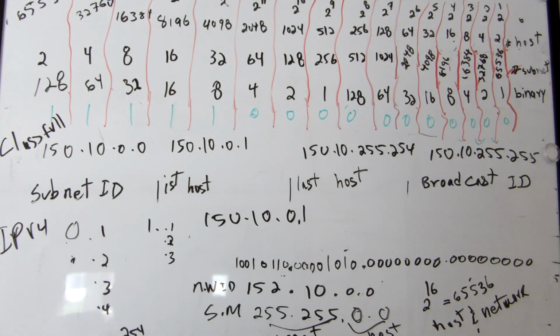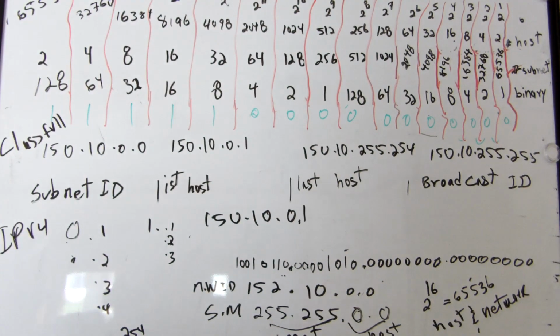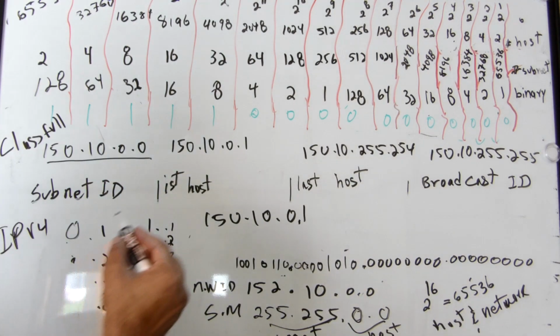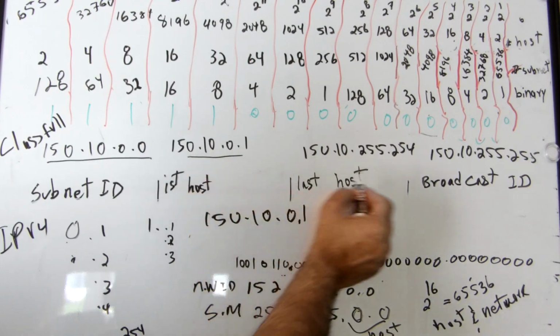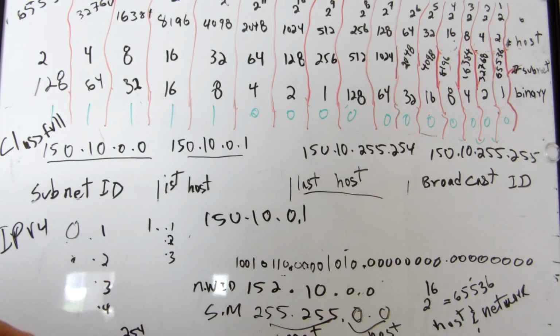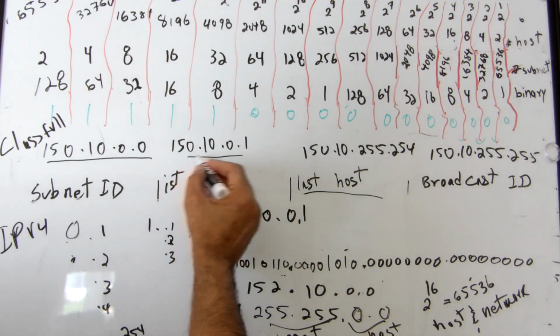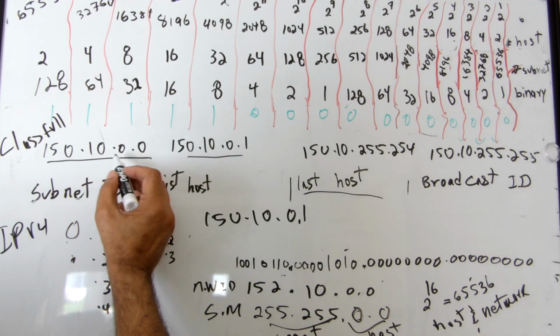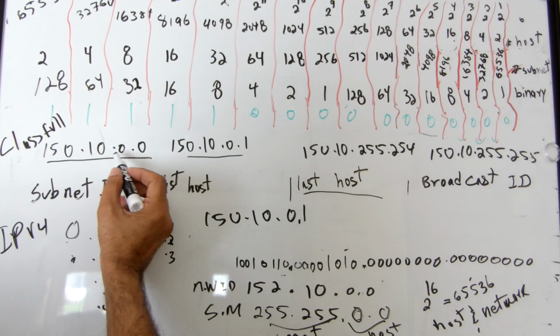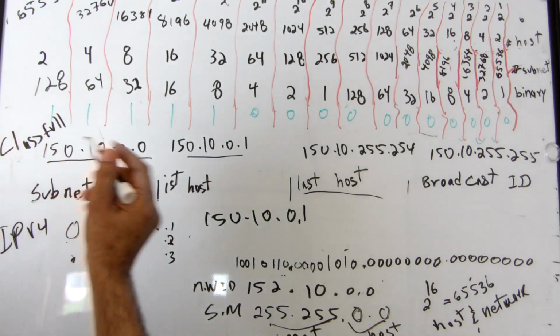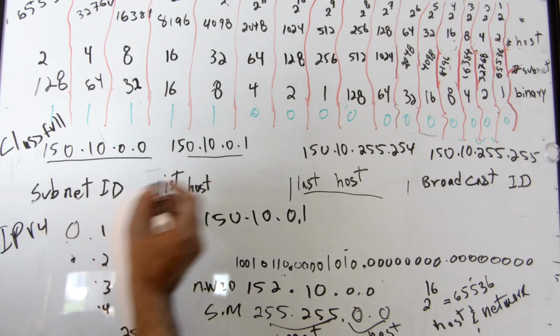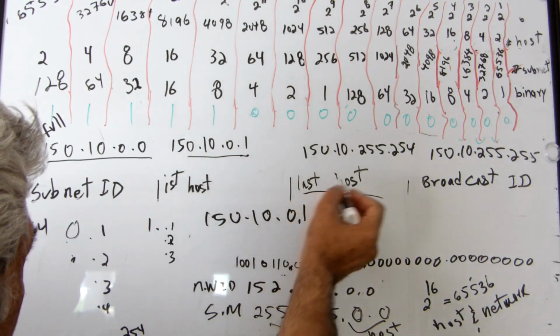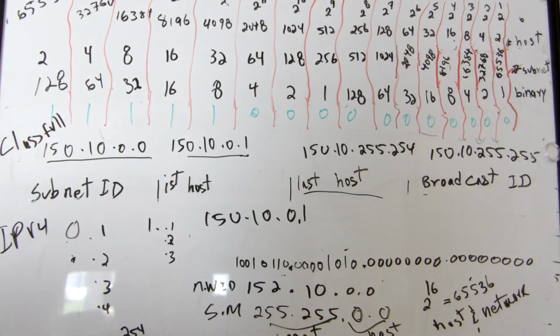Like classful, we were talking about how we have a network ID 150.10, and then we were going to find out what is the first host, what is the last host, and then the broadcast ID. We could find it. The first host is going to be 150.10.0.1 if the network address is 150.10.0.0. The first one is going to be this one, the last one is going to be that one, and the broadcast ID is going to be that.